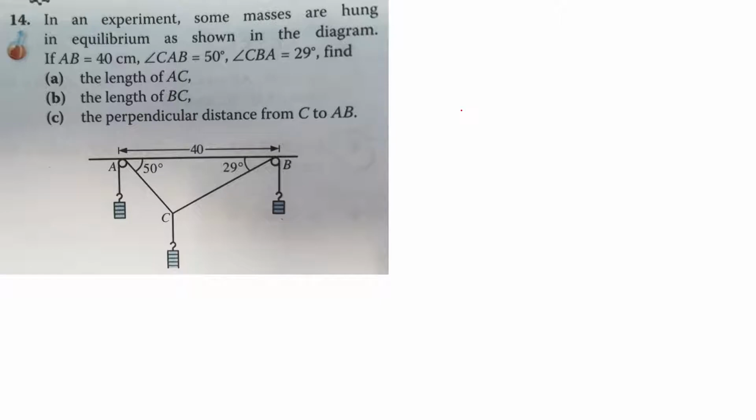Okay, question 14. Part A asks us to find the length of AC. Now, we are given the length 40, but we are not given the opposite angle. But like I say, if in a triangle we are given two angles, it's much like giving us the third. So let's find the angle down here, 180 degrees minus 50 degrees minus 29 degrees. This one will give me 101 degrees. So I have 101 degrees, and I have the opposite side. So we can easily find all the other sides because we have a pair of the opposite angle as well as opposite side.